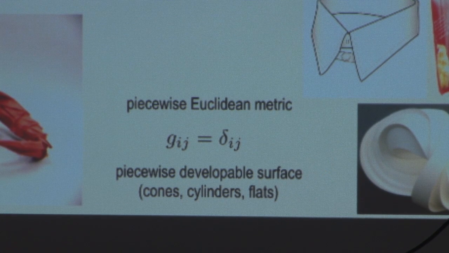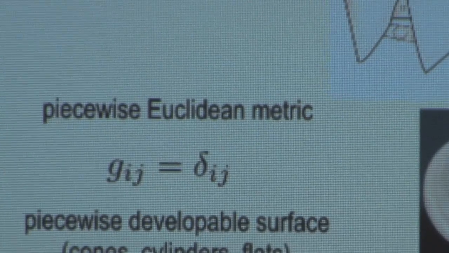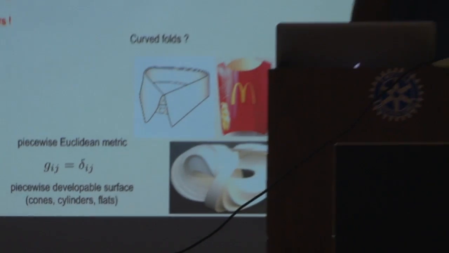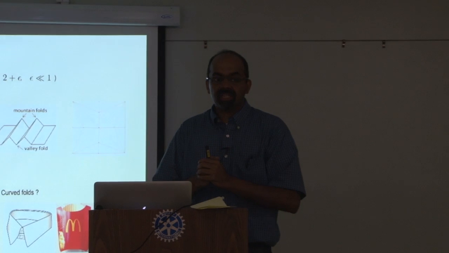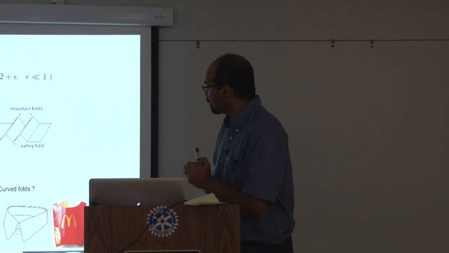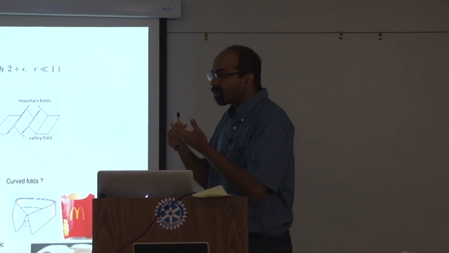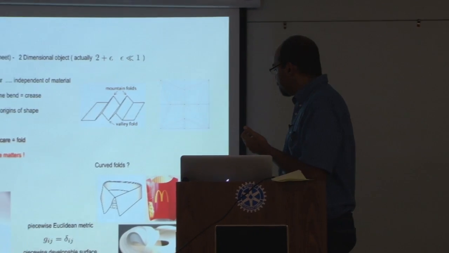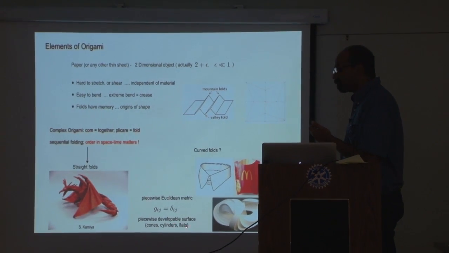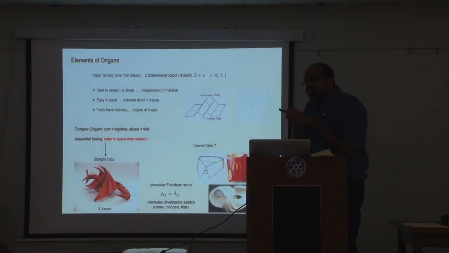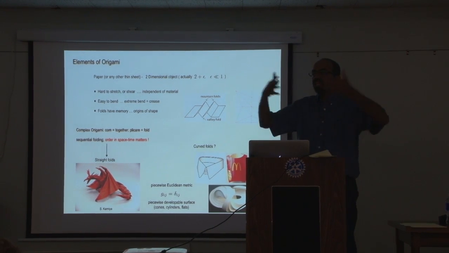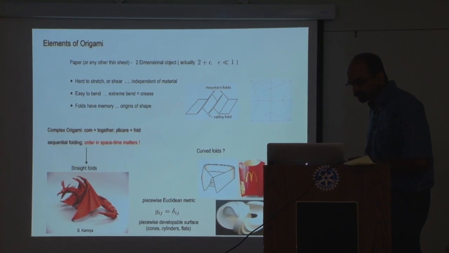So just like if you go to a tailor or a fancy couturier, and they'll tell you that you have to basically have these kinds of cuts and those kinds of stitches in order to essentially drape the body. Every piece of origami has as its elements pieces of cones, pieces of cylinders, and pieces of flats put together. So the ingredients are very simple, but the way they come together is quite remarkable.